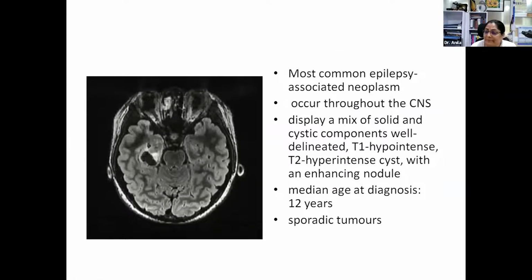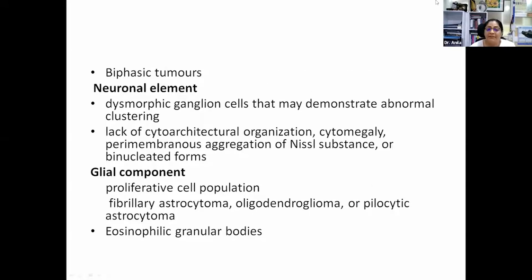It is the most common epilepsy-associated neoplasm, occurs throughout the CNS, and has a solid cystic appearance, and the median age is 12 years. They are biphasic tumors. The neuronal component is composed of dysmorphic ganglion cells that may demonstrate abnormal clustering, and the glial component can be in the form of a fibrillary astrocytoma, an oligodendroglioma-like morphology, or a pilocytic astrocytoma, and eosinophilic granular bodies, as we discussed earlier, can be seen.